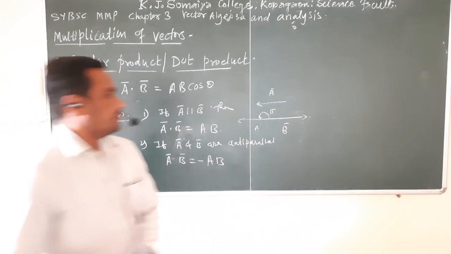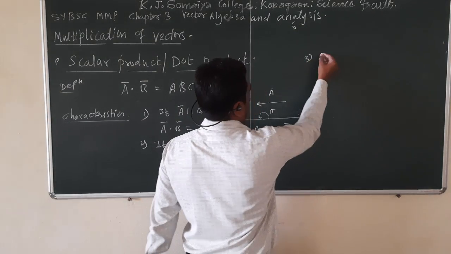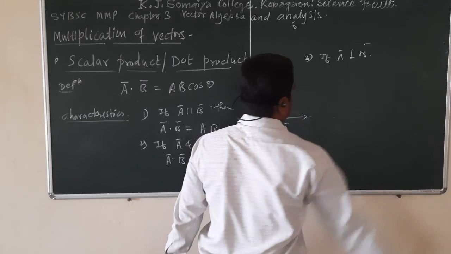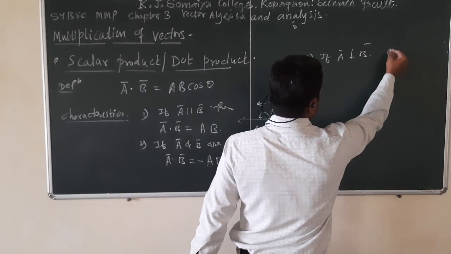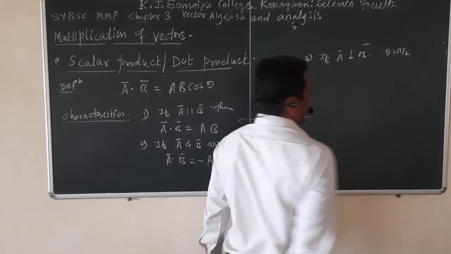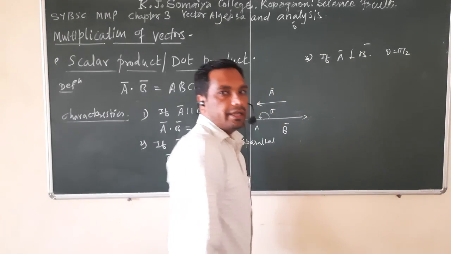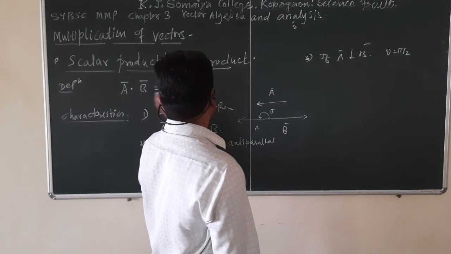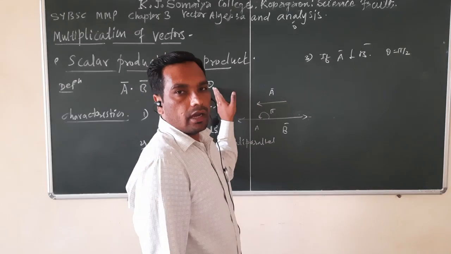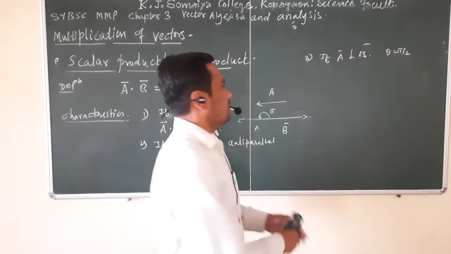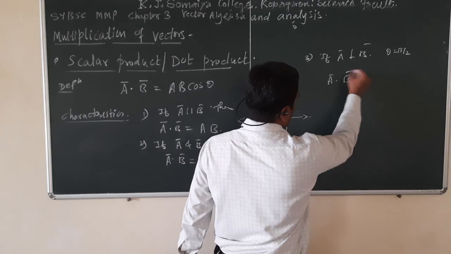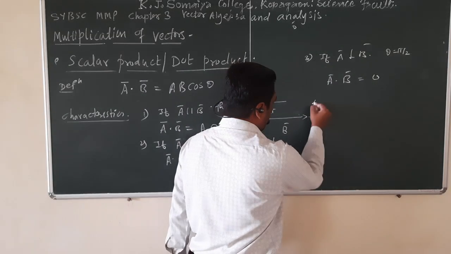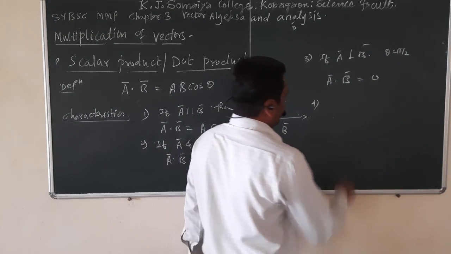Third one: if vectors A and B are perpendicular to each other, then we know that the angle between them is 90 degrees or pi by 2 radians. In that case, their dot product is A into B into cos of 90, and cos of 90 is 0. So their dot product is 0. Now the next property: if two vectors are identical.